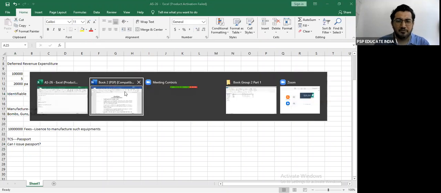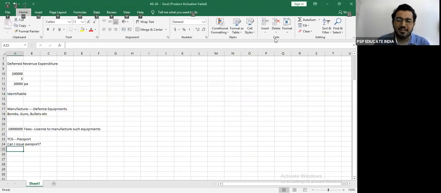My question to you, everyone on your chat box, is, can I issue passports? No, I don't have any license to do that. So provision of services to issue passport is with whom? Is with TCS. TCS has also paid some amount, say for example, 50 lakh rupees to gain this license. Why has it obtained the license? So that it can provide services of issuing passports.